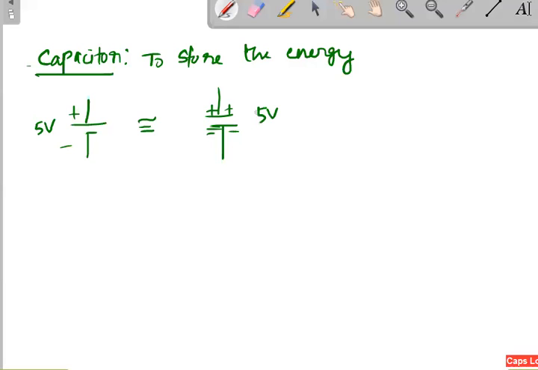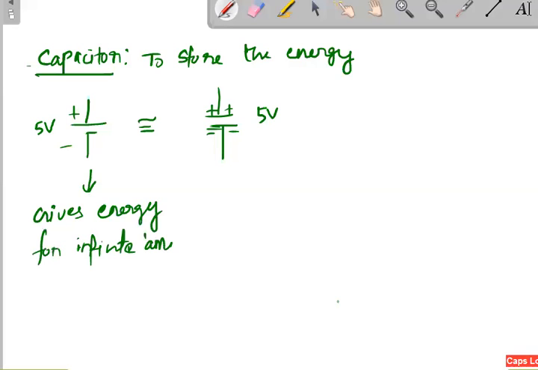Then what is the idea behind this? But please note very clearly: this will give you energy for infinite time. What is the assumption here? If a battery is connected with some system, what is the meaning of that? It gives energy for infinite duration. Please remember a battery also drains away after some time, but from the circuit analysis point of view, it gives energy continuously, for an infinite amount of time.